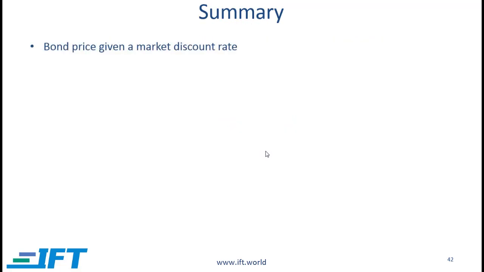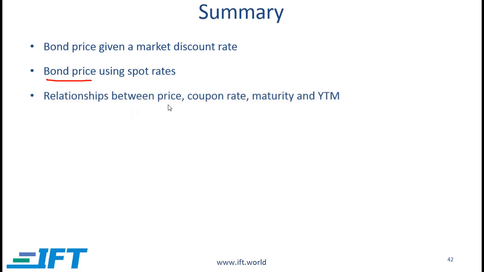Now let's just summarize the main points from this reading. Bond price given a market discount rate. What's the point here? This is the most basic way of valuing a bond. You look at all the cash flows and then discount at YTM. Then we looked at a more sophisticated method, which is theoretically the right thing to do. You can come up with the bond price by looking at each cash flow and then discounting each cash flow at the relevant spot rate.